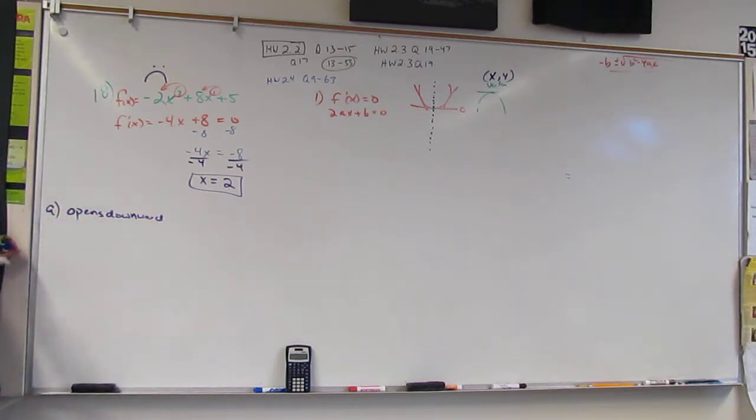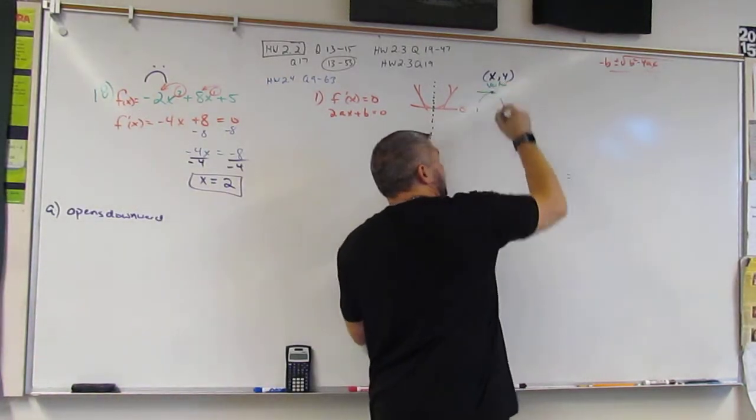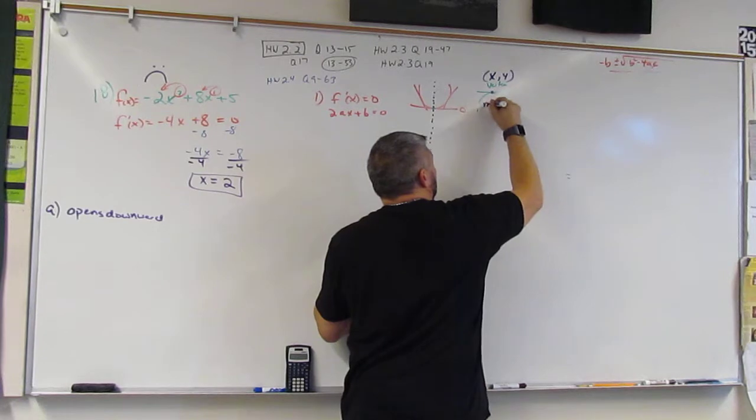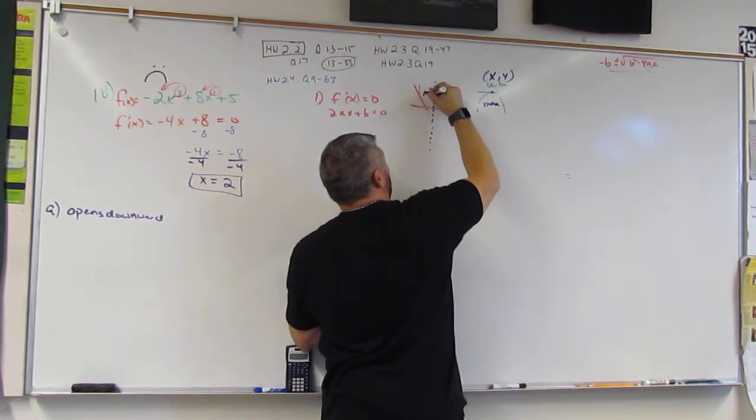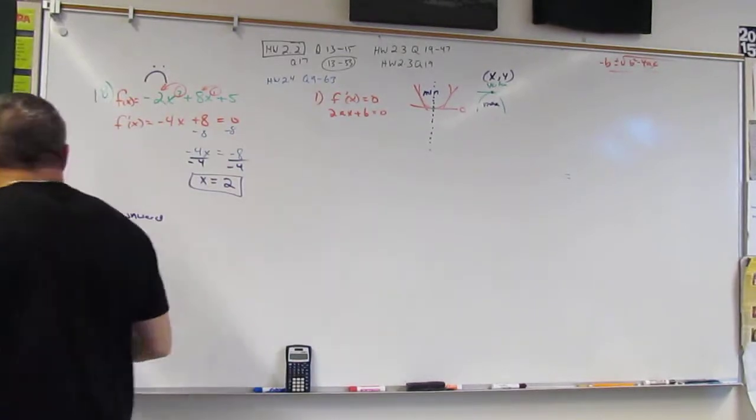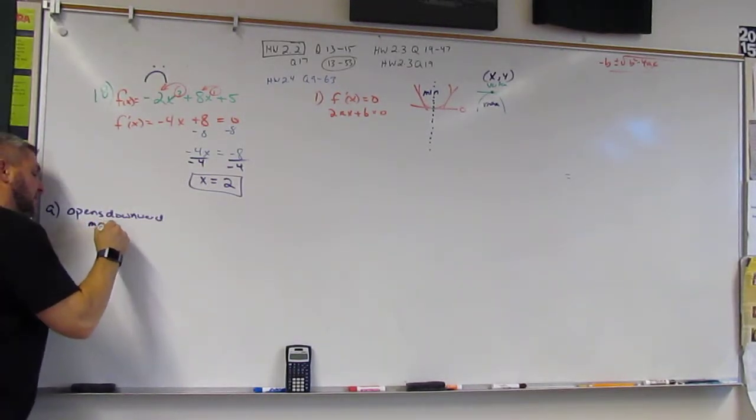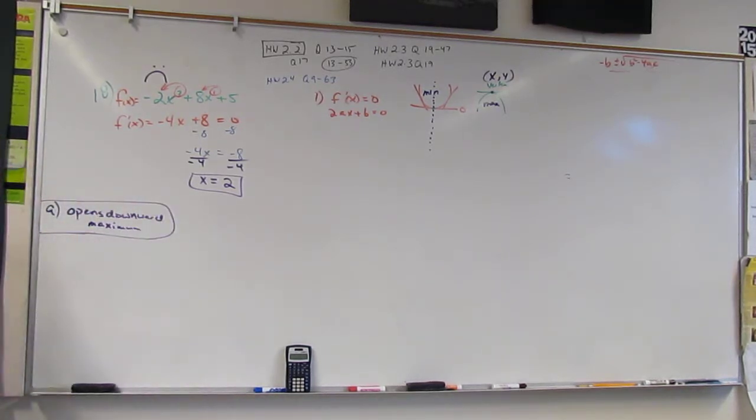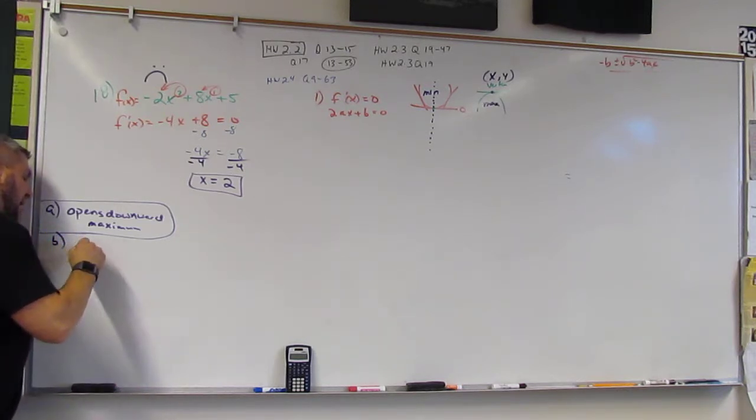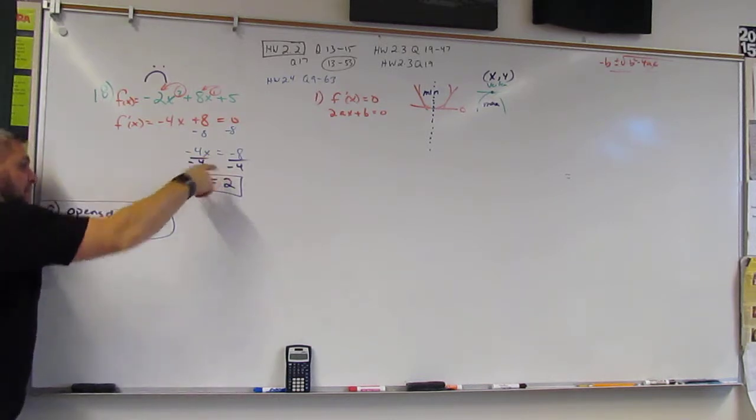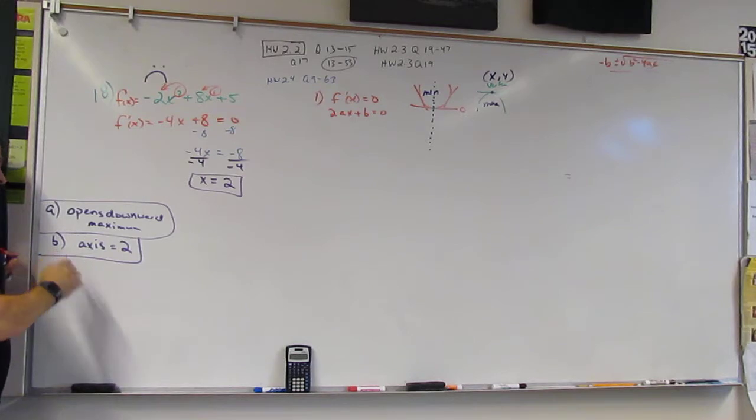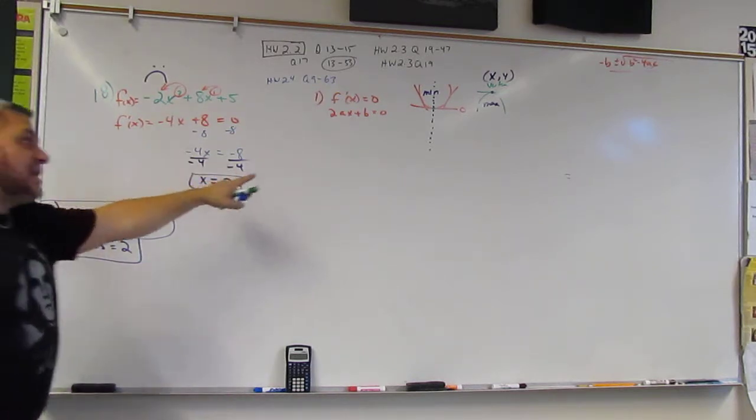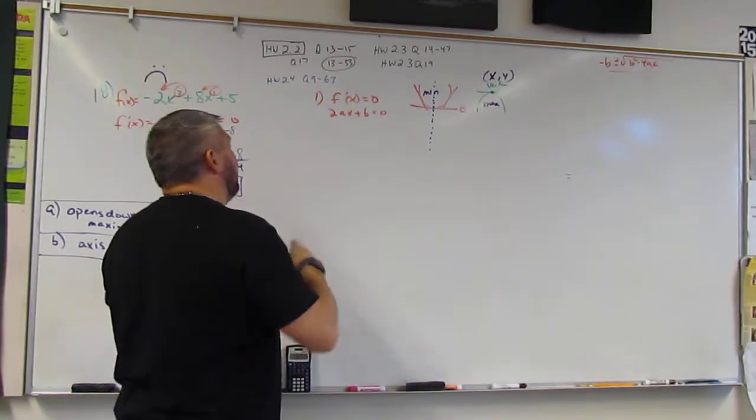And what we call that is a maximum value, because this point is going to be the highest point. Does that make sense? This point would be the lowest point, or the minimum. So in this case, it's going to be a maximum value. Then they ask you, what's the axis of symmetry? The axis is equal to 2. That's what that first step is. The first step is always to find the axis of symmetry.